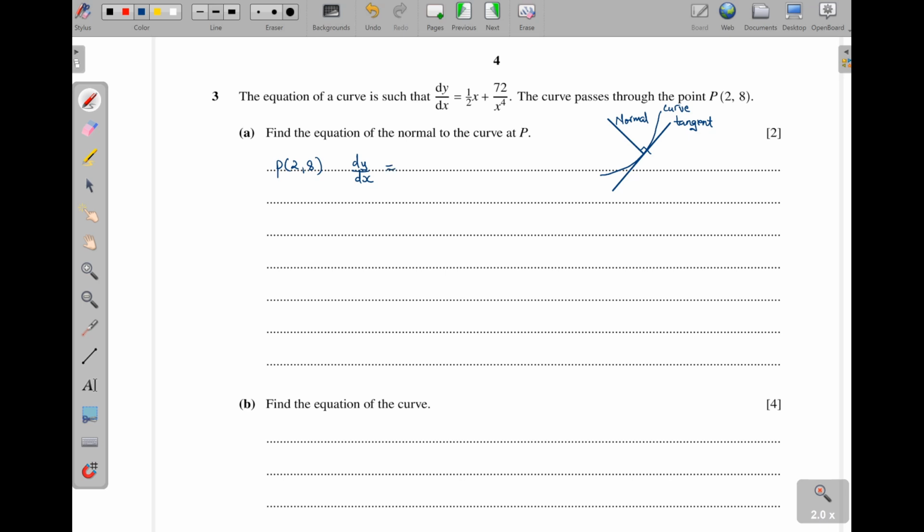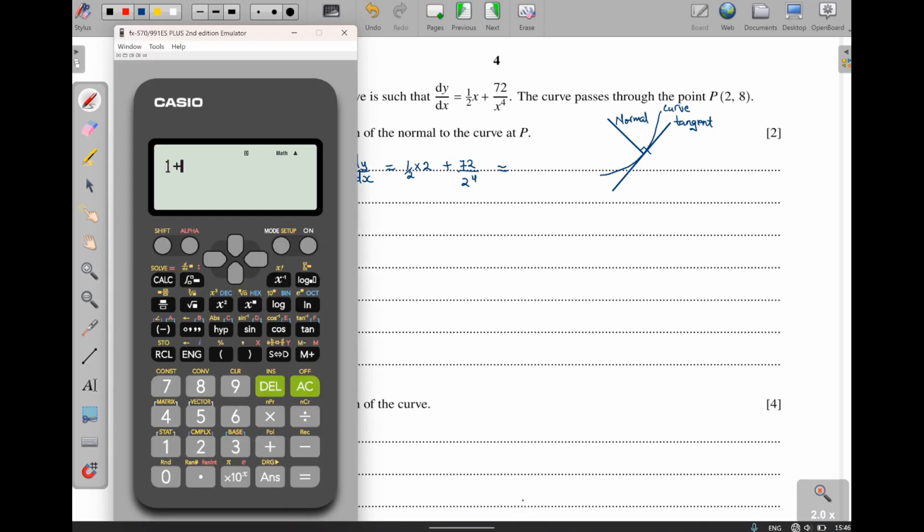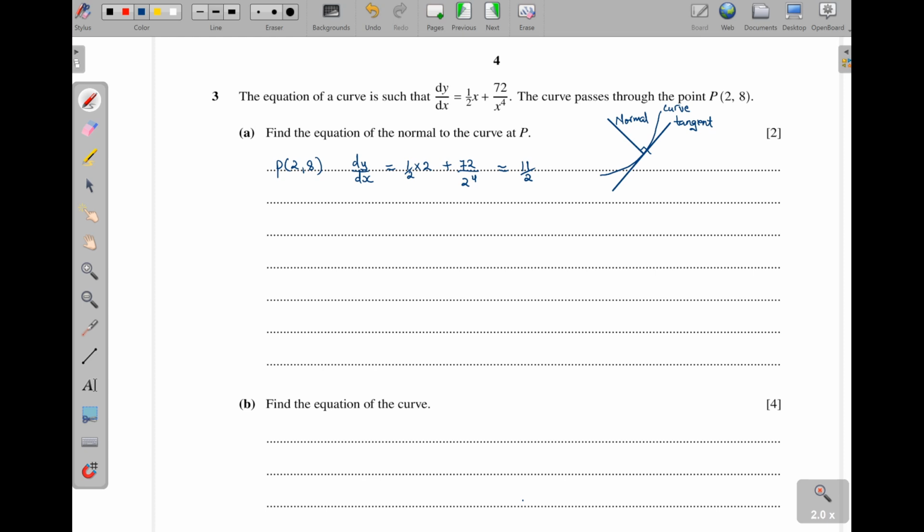So dy/dx here is going to be equal to a half here. Wherever there is x, then we put this 2 here. Okay, then plus, this is 72, then divide by 2 to the power of 4. So this one will be a 1, and then 2 to the power of 4 is 16, right? So we have all of this together. What do we get? 1 plus 72 out of 16. We get our answer as 11 over 2. What we have gotten here is the gradient of the tangent, okay?